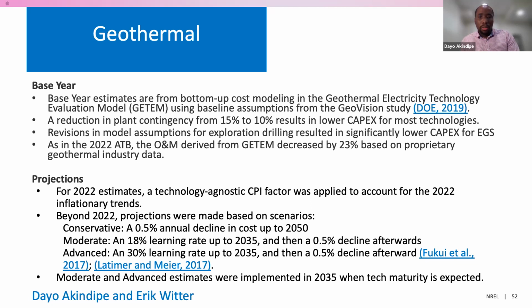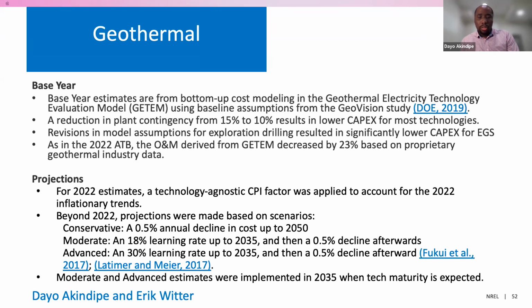Also, for the O&M costs, we followed what we did in 2022 by applying a 23% reduction factor on the direct output from GETM. And this is also based on proprietary data from the industry.